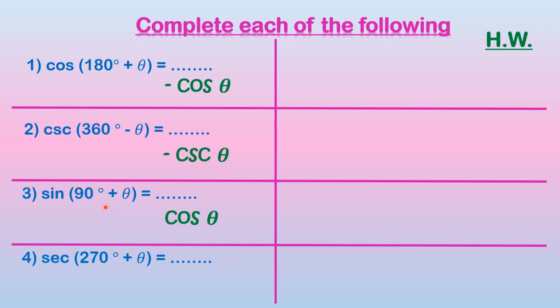Number 4, sec 270 plus theta. 270 plus theta is in the fourth quadrant. Is sec positive or negative in the fourth quadrant? Yes, it's positive. And we see 270, so sec is converted into cosec. So the answer is cosec theta.